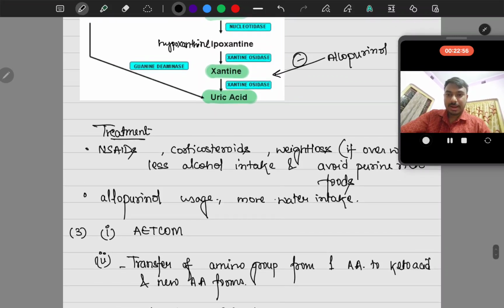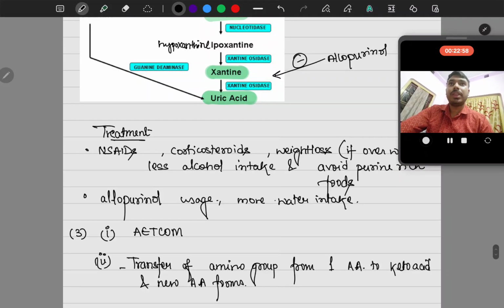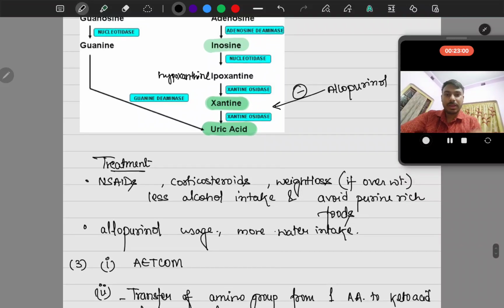Okay. And other medicines include allopurinol. Allopurinol acts as an inhibitor of the xanthine oxidase enzyme. If it acts on xanthine oxidase, the uric acid formation from xanthine will be halted, and xanthine will be easily excreted from the body.